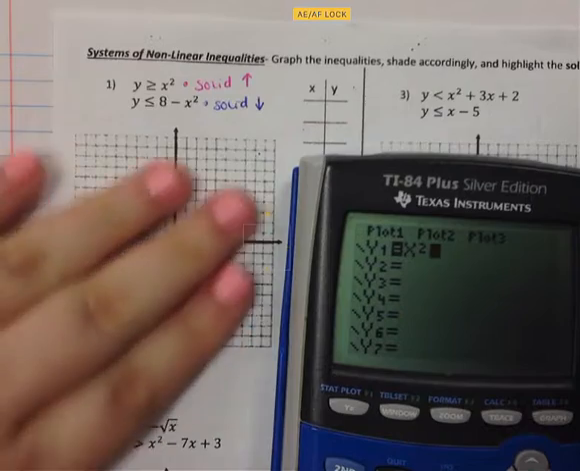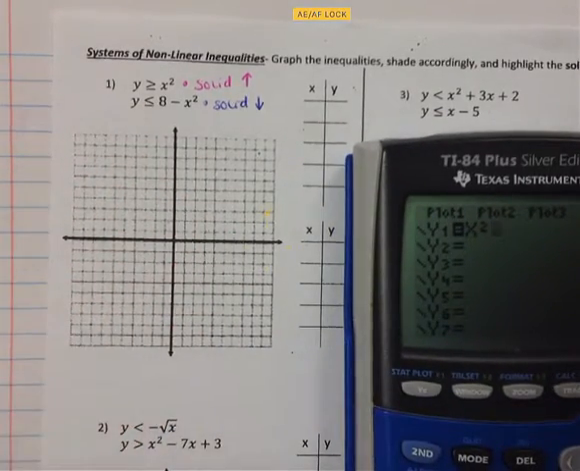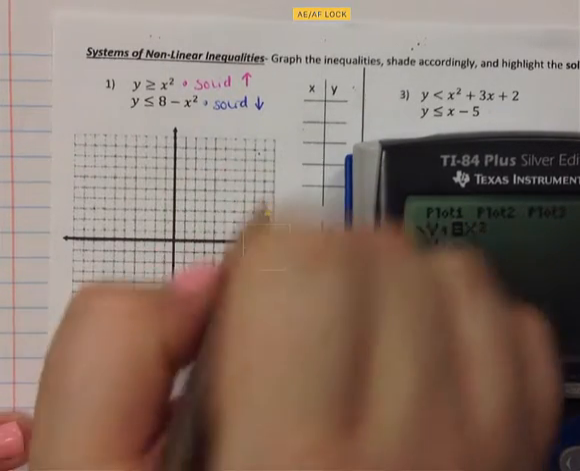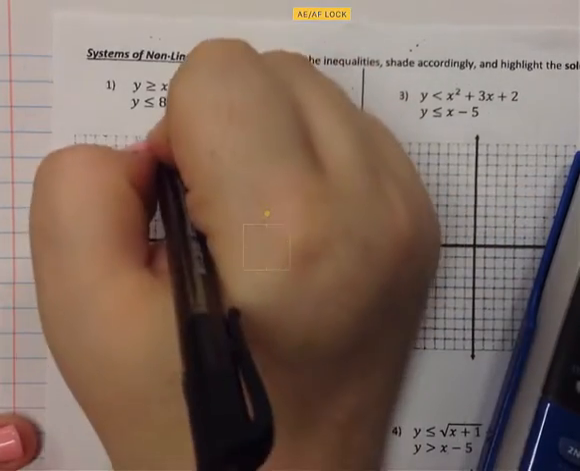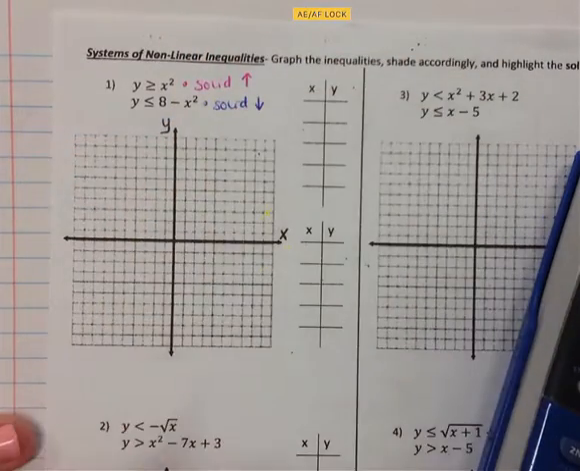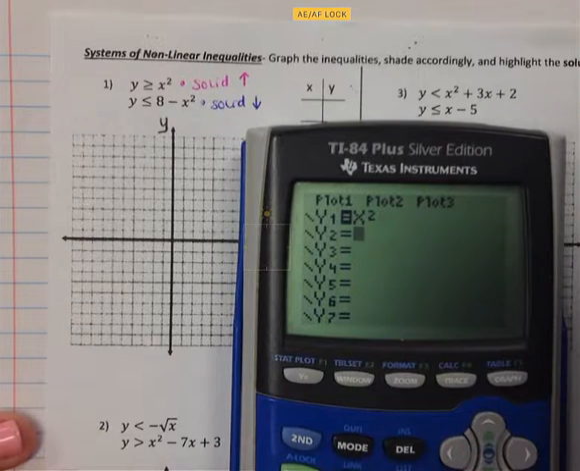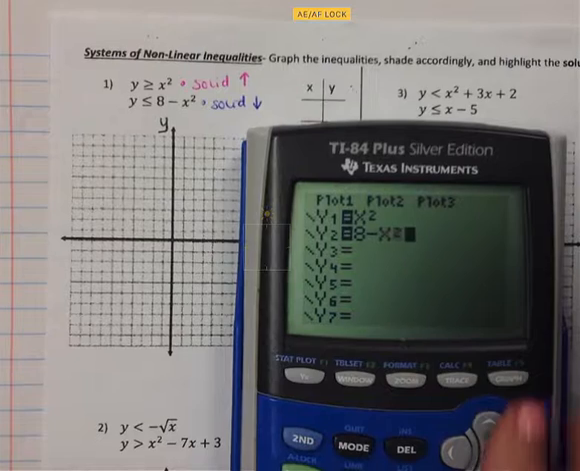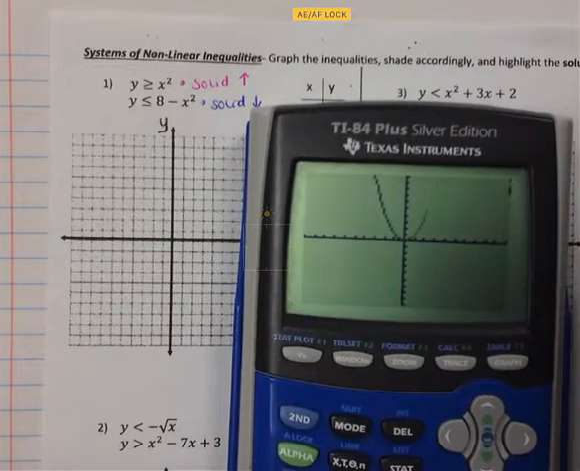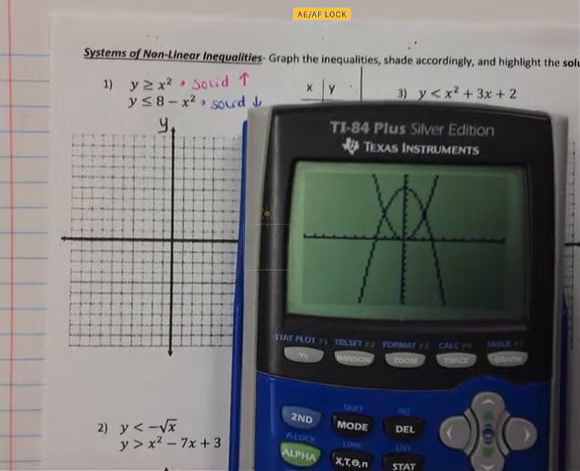Now I have a 10 by 10 scale, so if I can potentially just count by ones, that would be great, so that I could keep working with smaller numbers. I can go ahead and put my x on my x-axis and my y on my y-axis, and look at our table to see if we can count by ones. Let's also enter 8 minus x squared in the second one and look at the graph. This is in a 10 by 10 scale as well, so yes, we can use a 10 by 10 scale.